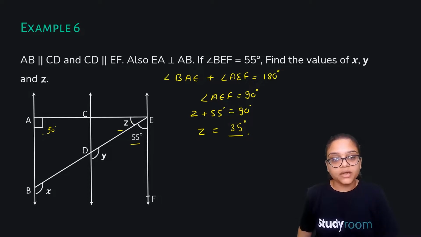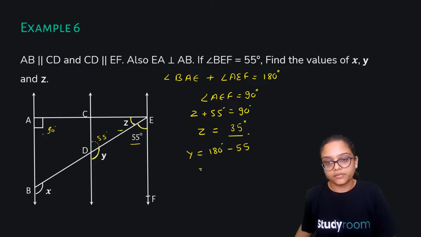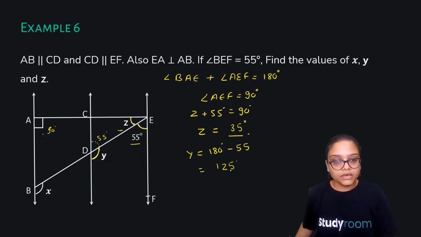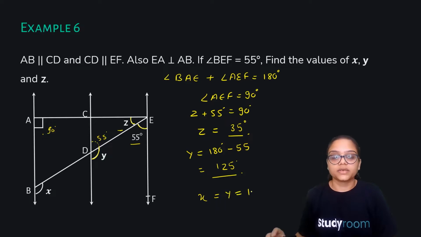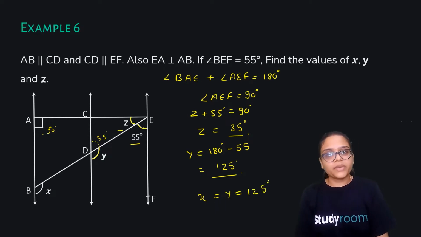Now tell me this angle and this angle, what is the sum? Suppose this angle is also there. So this would be 55 by opposite angles, and Y would be 180 minus 55, or we can say Z plus 90 degrees, so it will be 125. Now comes X in the picture. X and Y are both corresponding angles, so X would be equal to Y, so it will also be 125 degrees. It's just a mere game of angles.